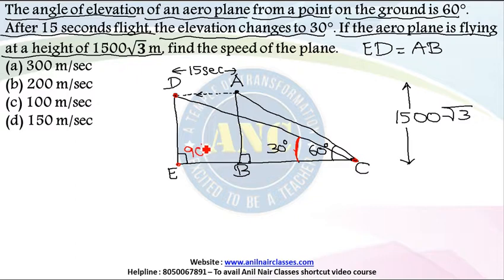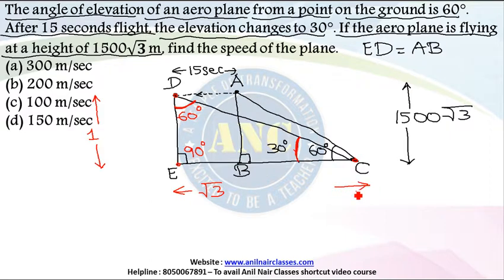Angle E is 90 degrees. So angle D should be how much? It should be 60 degrees. And we know the ratio of sides for 30, 60 and 90. If I assume the side opposite to 30 degrees, that is the entire DE value, as 1 unit, then the side opposite to 60, which is EC, will be root 3 units, right?